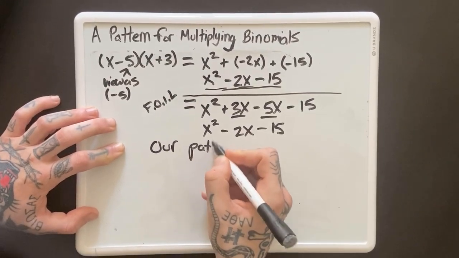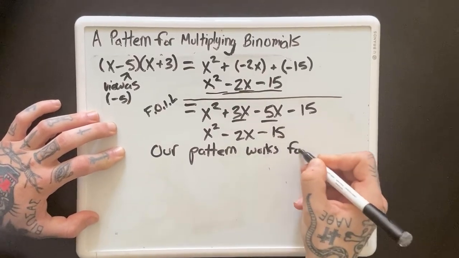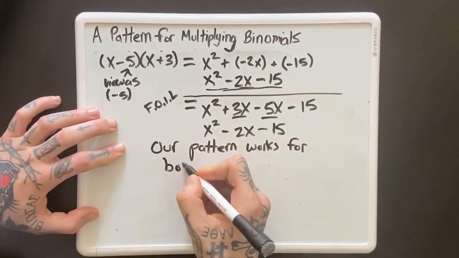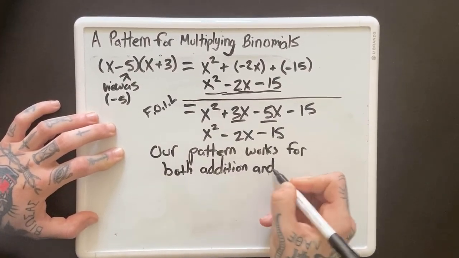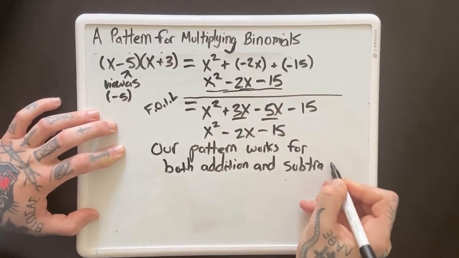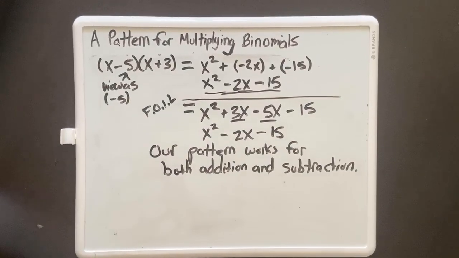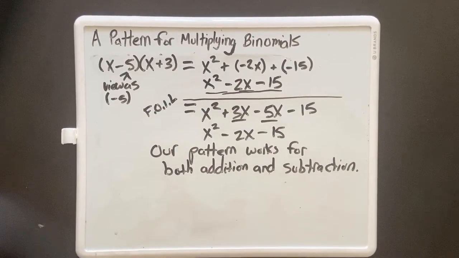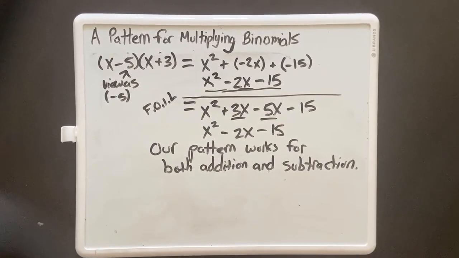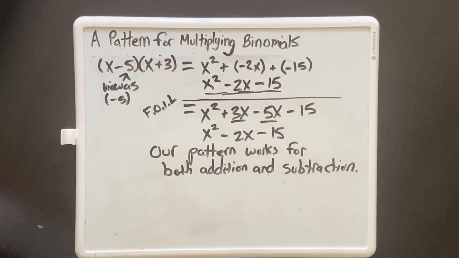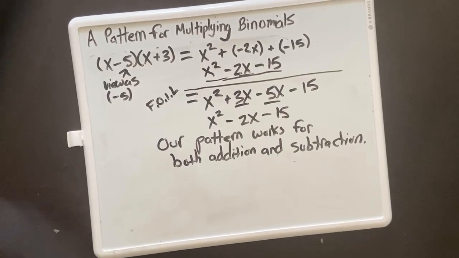So what does this tell us? Our pattern works for both addition and subtraction. Okay, so it works for any binomial with addition or subtraction. But now we have to ask ourselves, does it actually work for every single binomial pair that we've seen?